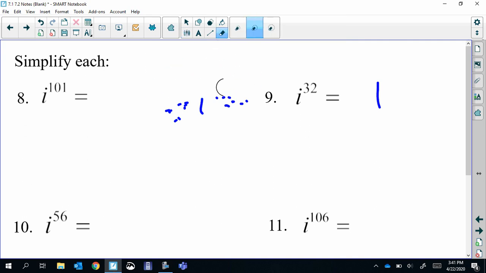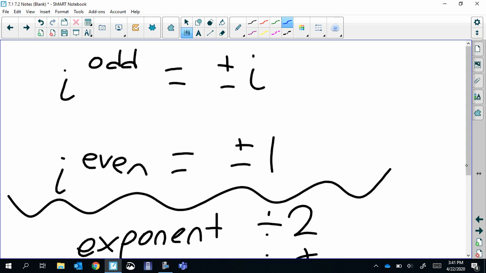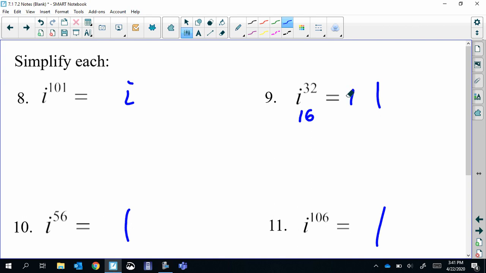Or you follow those two steps without doing all the counting up to 32 or 56 or whatever. We know it's even, so the answer is 1, just like almost all of these. Even, even. This one's odd, so the answer is i. We just don't know if it's plus or minus. So we divide by 2, we get 16. Since that is even, it's positive. If it's even, it's positive. Odd is negative.